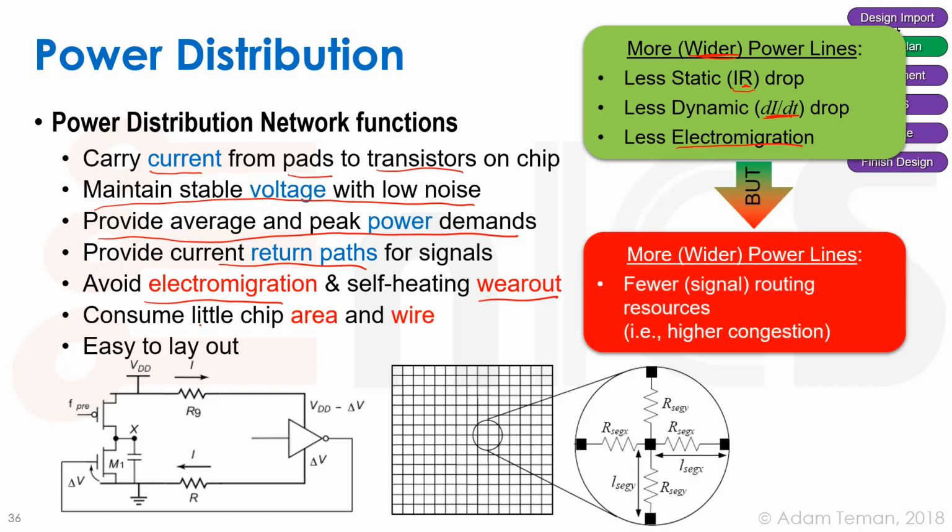However, we also want to consume little chip area and wire, and we want to make it easy to lay out so we can deal with it. So these kind of contradict each other. We want to have our cake and eat it too. If we make our power lines wider, we're going to have fewer wires for routing signals, and we're going to have higher congestion.